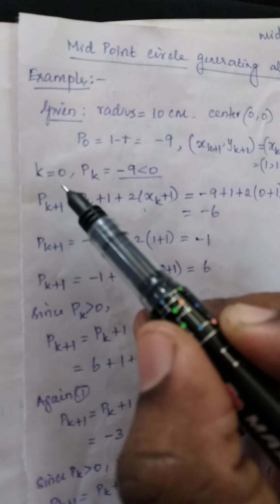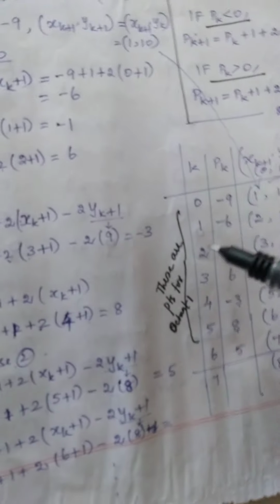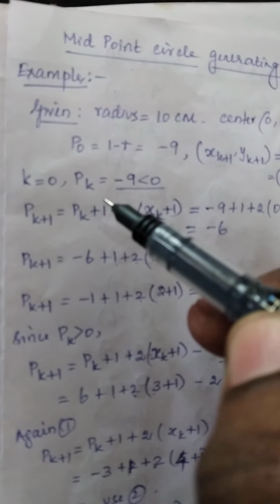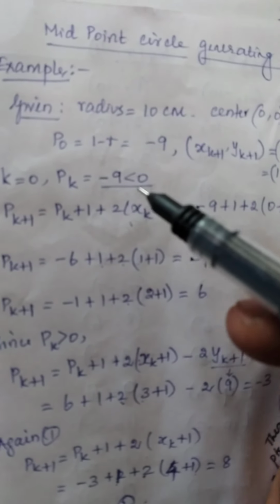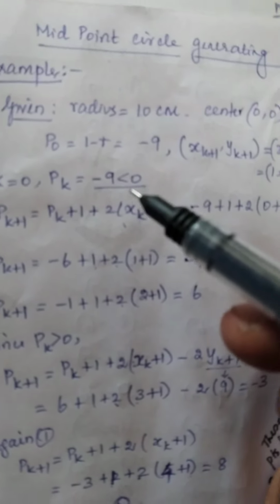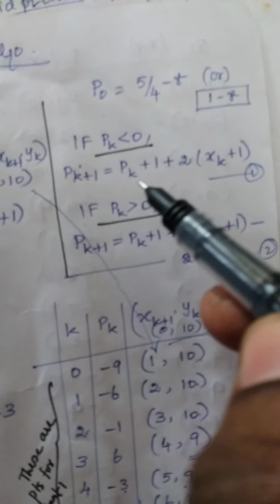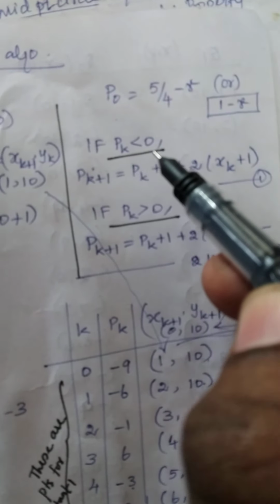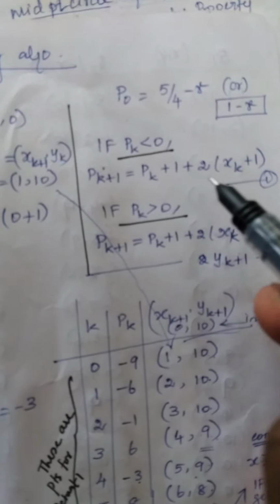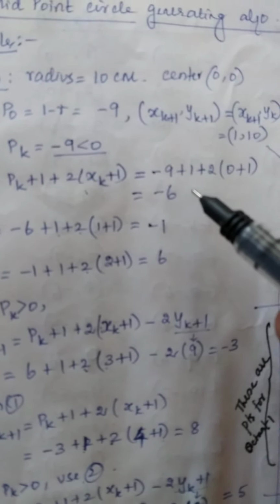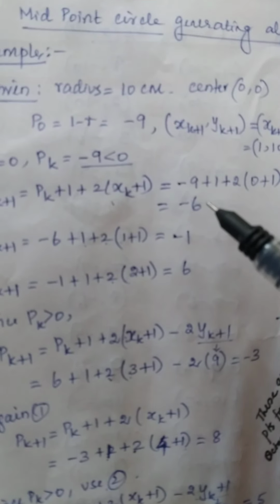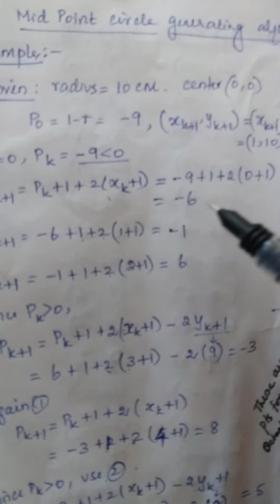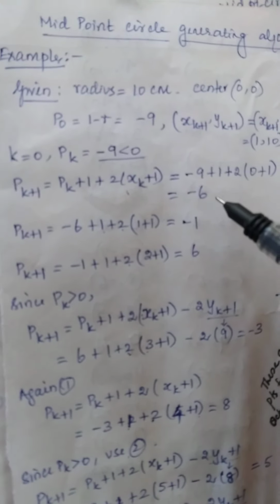K is the iteration term. For iteration, we are using the term k. So k is 0 and pk is minus 9, which is less than 0. So we need to use the first formula. If pk is less than 0, we have to use this formula. So we are writing this formula here and substituting all the values of xk, yk, etc. We will be getting minus 6 here.